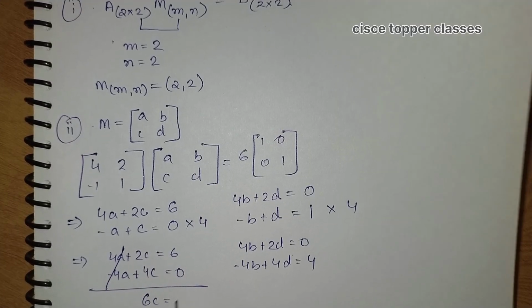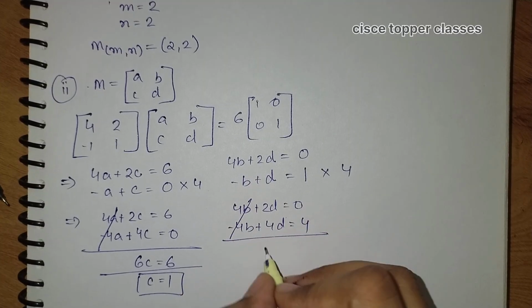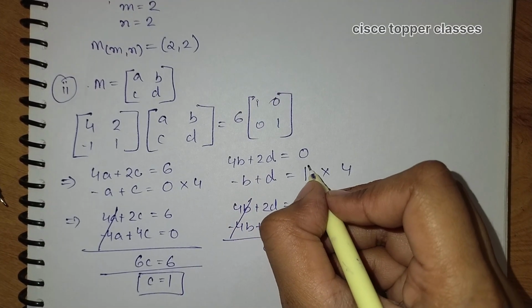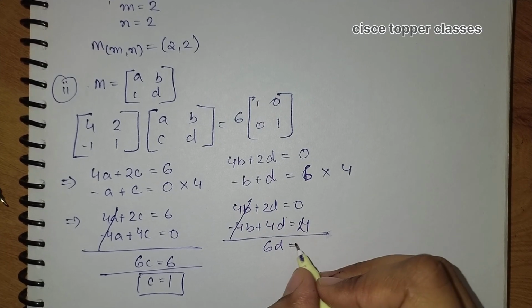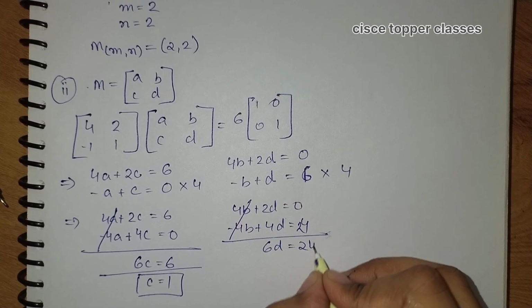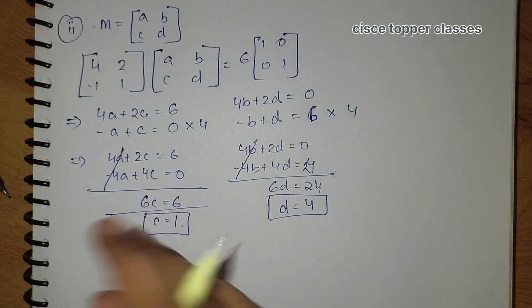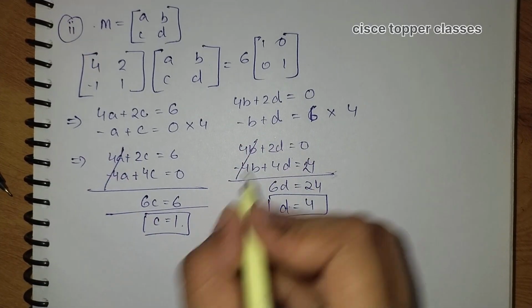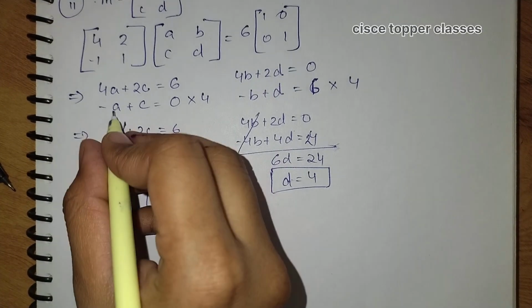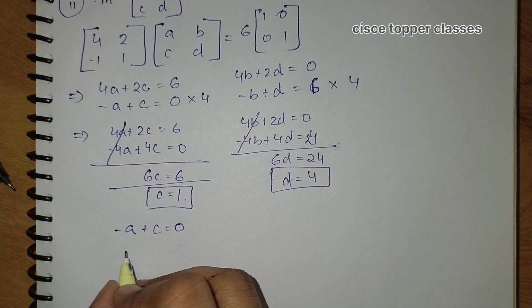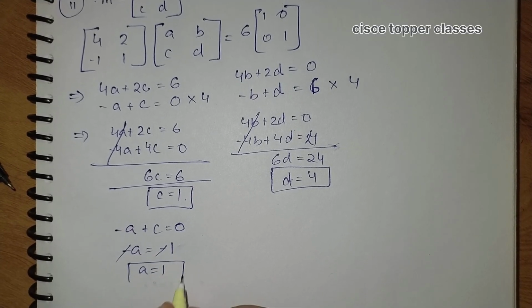This will be cancelled out, 6c equal to 6 means c is equal to 1, and again here also this will be cancelled out, 6d is equal to, here sorry, this is 24 here, so 6d equal to 24, and d is equal to 4. Hence if d is equal to 4 and c is equal to 1, we can find the value of a and b. So minus a plus c is equal to 0 by this equation given to us. So putting the value of c, minus a will become minus 1, minus minus will be cancelled out, a is equal to 1.